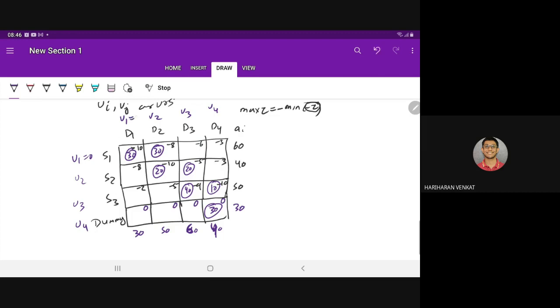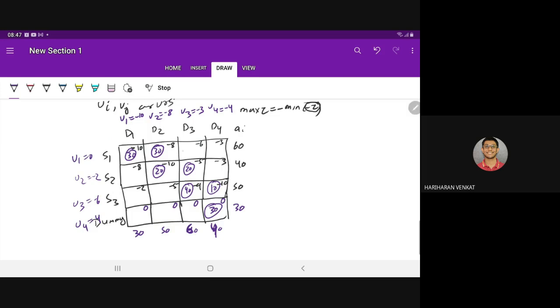So this is minus 10. This is minus 8. If this is minus 8, this is minus 2. If this is minus 2, this is minus 3. If this is minus 3, this is minus 6. And when this is minus 6, this is minus 4. When this is minus 4, it is 4. So for the non basic variables you compute zj minus cj.